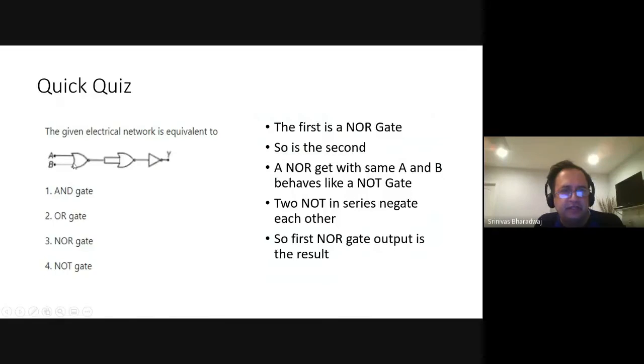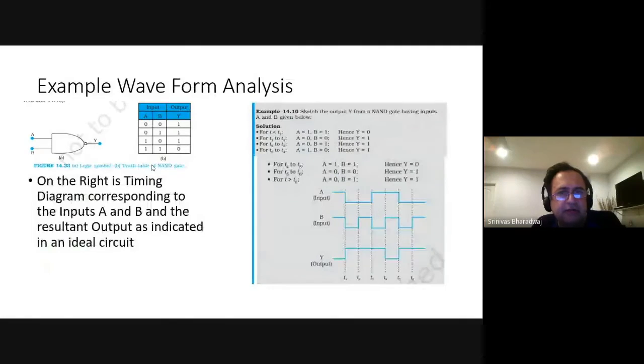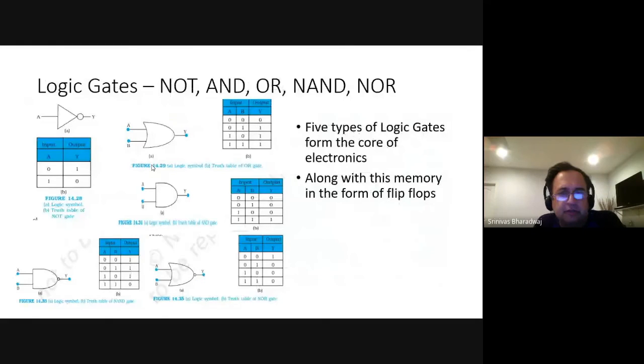So the first is an OR followed by a NOT. So the result is also just a NOR gate. Okay, so this takes some practice also. Learn about truth tables, learn about the truth tables of this.